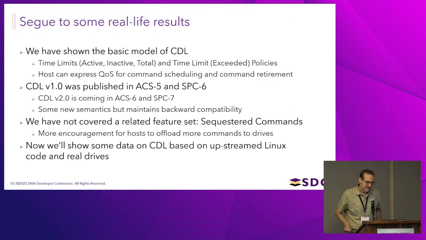So we've shown that's the basic model of CDL. We have time limits and time limit policies for when time limits are exceeded. The host can express a QoS for a command, for command scheduling purposes or for command retirement purposes. CDL 1.0 was published in ACS 5 and SPC 6. It was kind of the first instantiation. There's a new version of it.